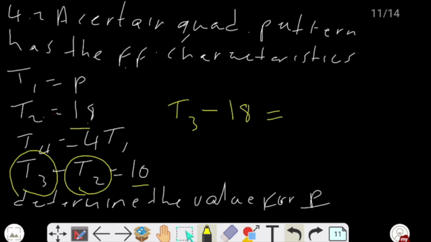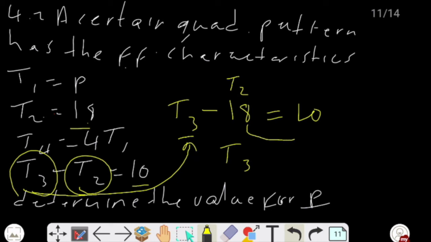They say this equals 10. How do you get T3? You just say T3, and you take the 18, which we know is T2, to the other side. If you take it to the other side, it changes and becomes positive. Then your T3 would be 28.